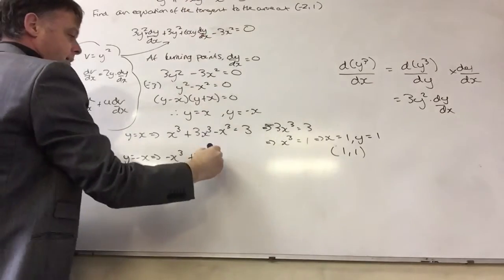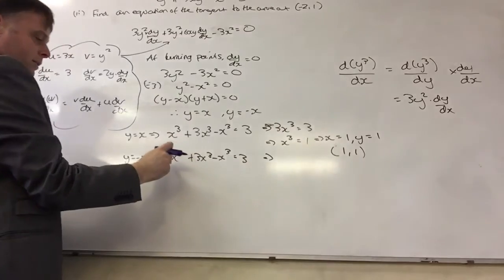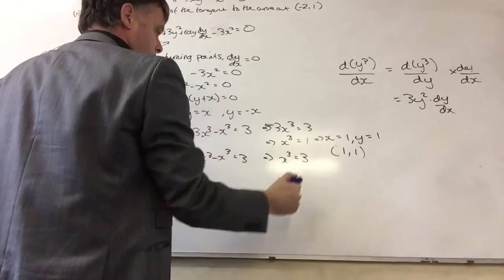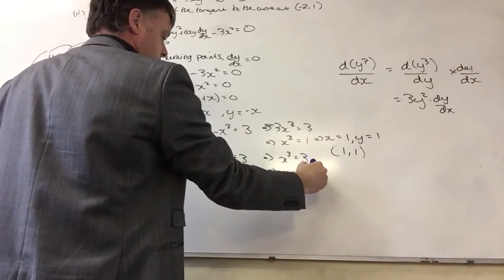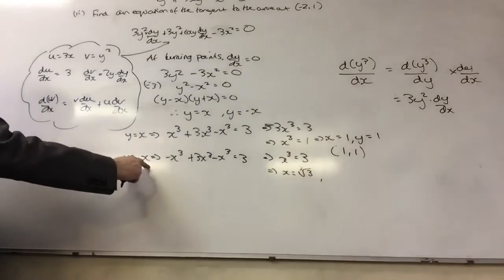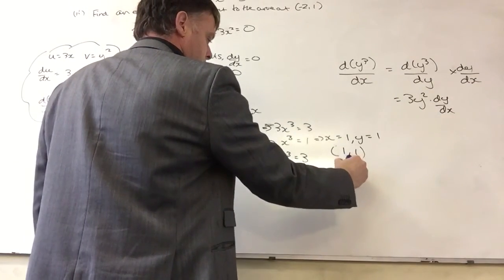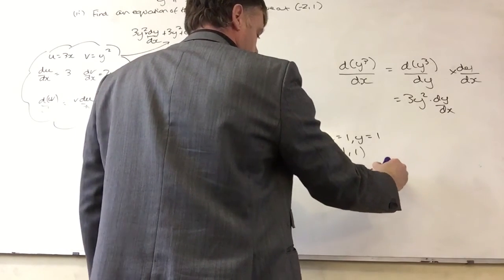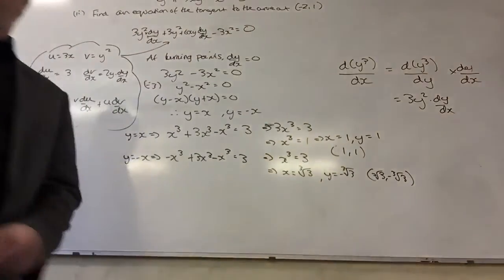We've got the minus x cubed anyway, is equal to 3, and just doing a similar sort of thing, we end up with x cubed is equal to 3, so that tells us that x is the cube root of 3, and because y is equal to minus x, then y is minus cube root of 3, so my other turning point is (cube root 3, minus cube root 3). So those are the coordinates of the two turning points.